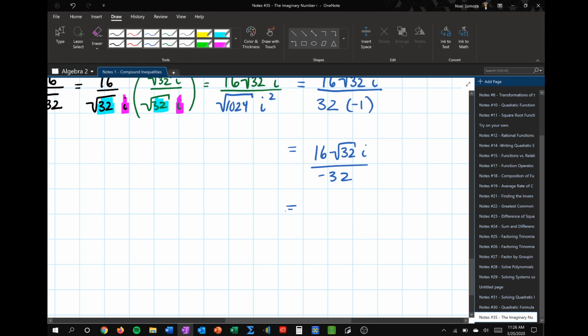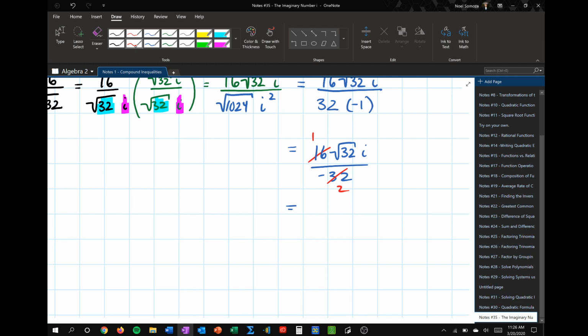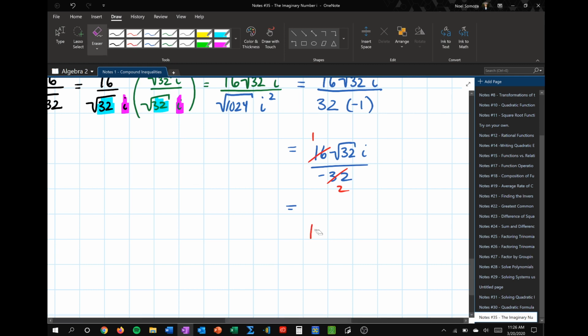And I can see here that 16 and 32, those could cancel, right? 16 goes into 32 twice. So if I divide both top and bottom by 16, this becomes 1, this becomes 2. So really what I have now is 1, I don't even need to write it. So it's just the square root of 32I all over 2, with a negative here.